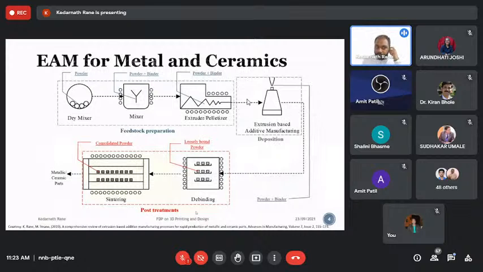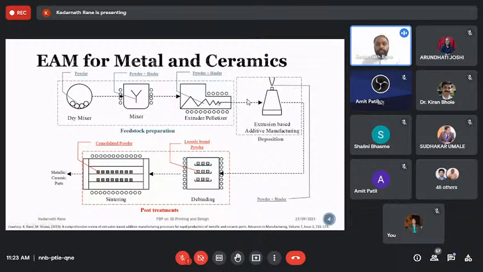So it is a schematic that I took from my review paper. It is related to the brief introduction of the process steps, where we are starting with the feedstock preparation. The feedstock is the mixture of metal powders and polymers and non-metallic constituents to get it extruded or deposited. We will cover some of this aspect in the coming slides.